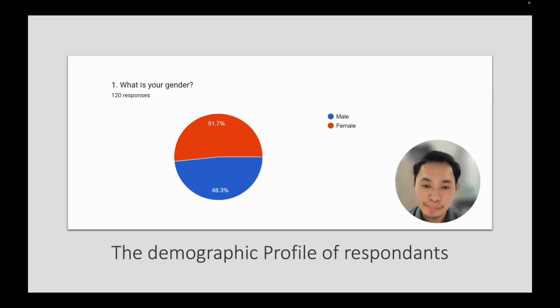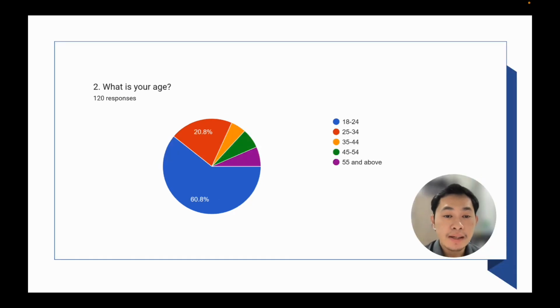The demographic profiles of the respondents. According to the frequency distribution analysis, the majority of our respondents are female at a rate of 51.7%, and the male respondents at a rate of 48.3%. For the age of the respondents, ages 18 to 24 years old, we got 60.9%, and 25 to 34, we got 20.8%. Ages 35 to 44 years old, we got around 5.0%, 45 to 54 years old, around 6.7%, and 55 and above, around 6.7% also.